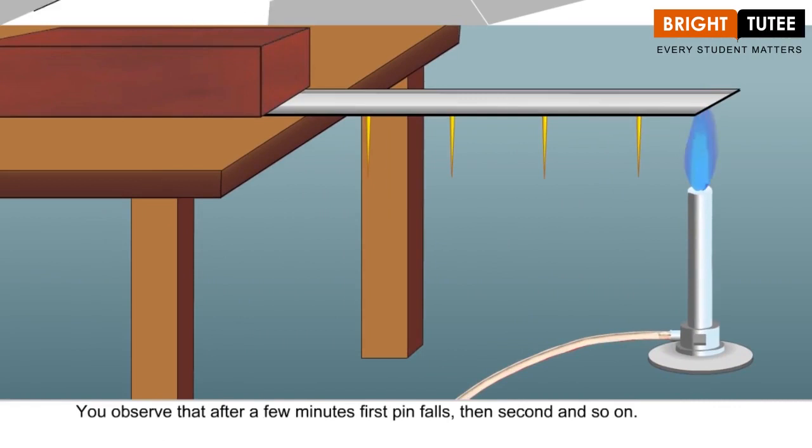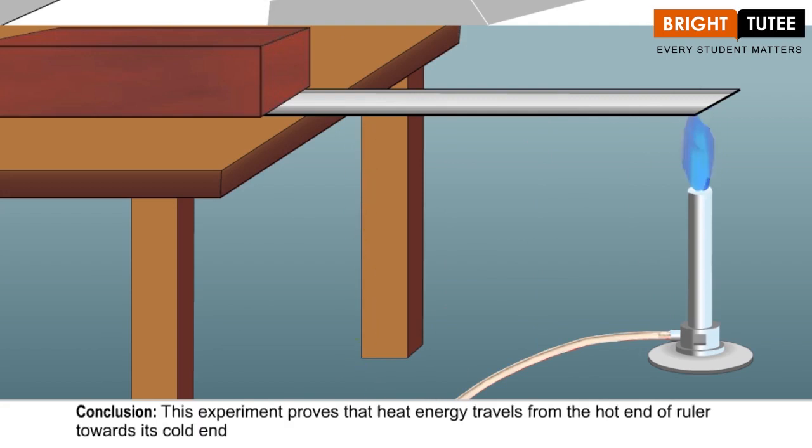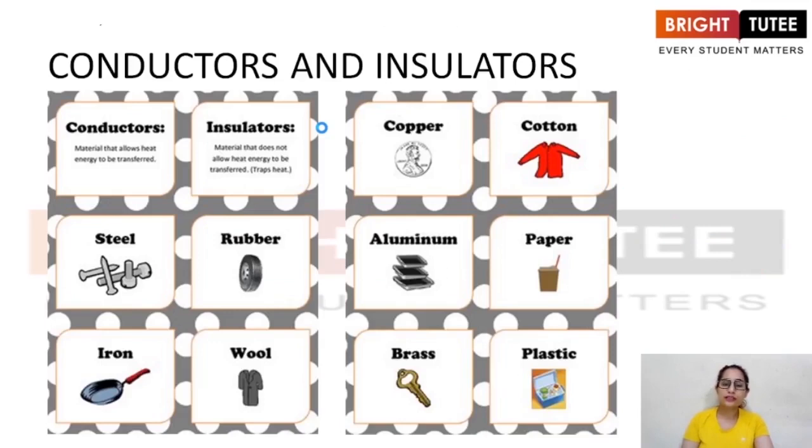You observe that after a few minutes, the first pin falls, then the second, and so on. Conclusion: this experiment proves that heat energy travels from the hot end of the ruler towards its cold end. Now coming to the next concept, conductors and insulators.